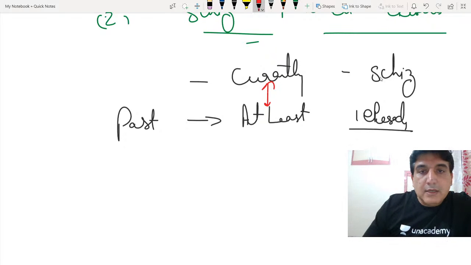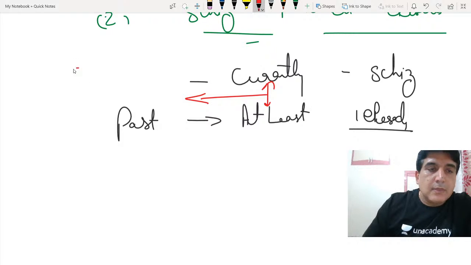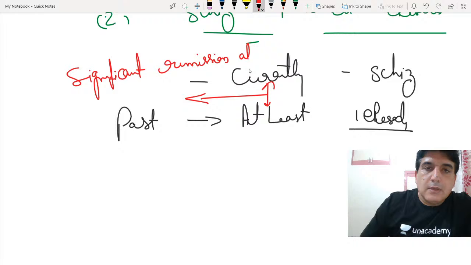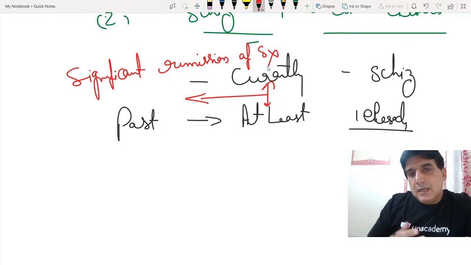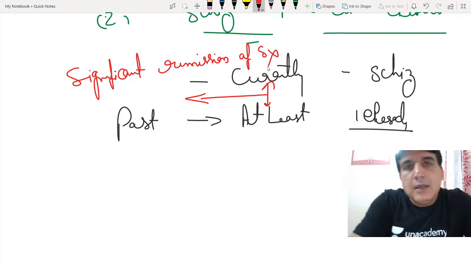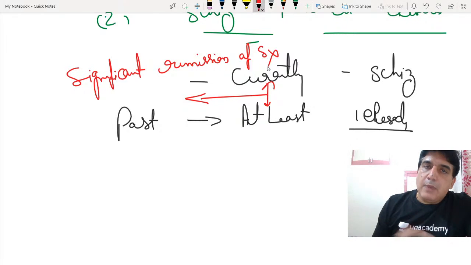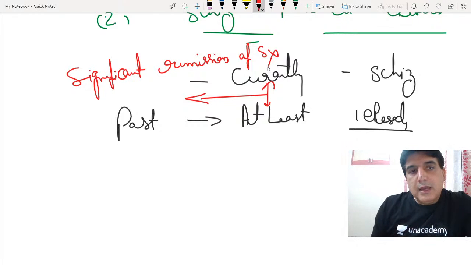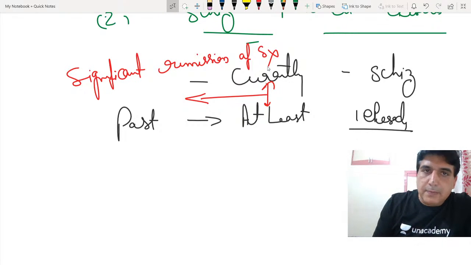There is a significant remission of symptoms. Significant remission means that in between, the patient remains almost symptom free, then we can call it an episode. So currently the patient meets the diagnostic criteria of schizophrenia, and in the past had at least one episode, and between the current and past episode there is a significant remission of symptoms.